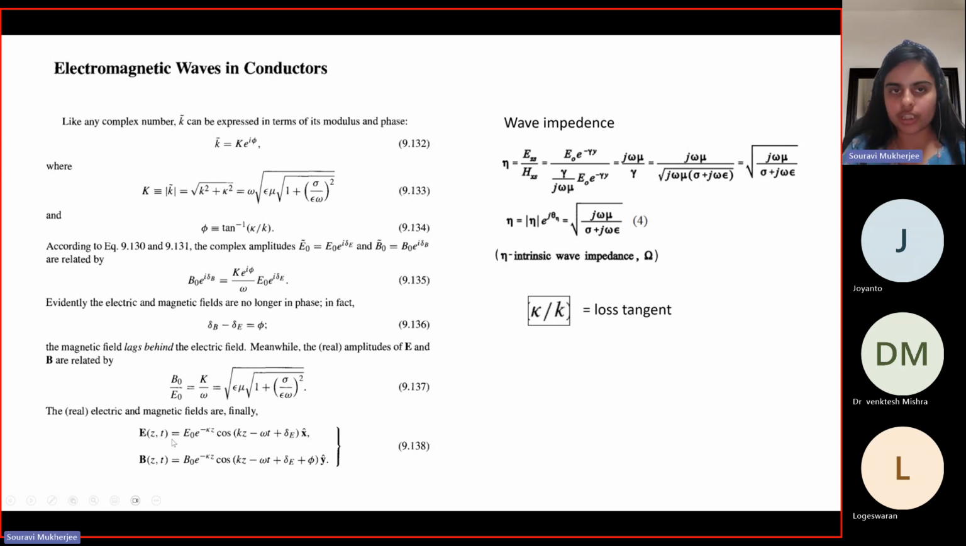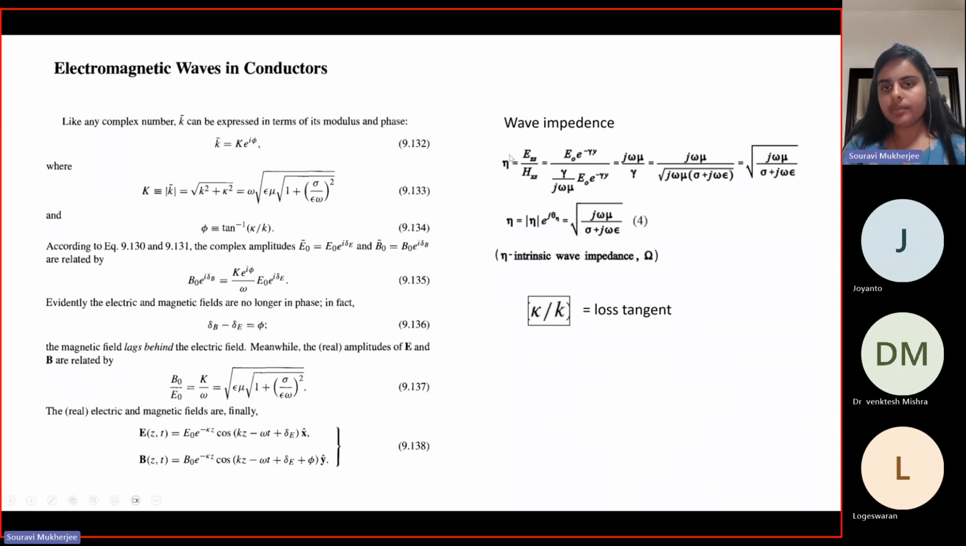So that means for a conductor, if the electric field is given, you can write the magnetic field again using Faraday's law, and this is how they will be related. And there you have this e to the power minus kz term, right? So it's an exponentially decreasing amplitude that you get.